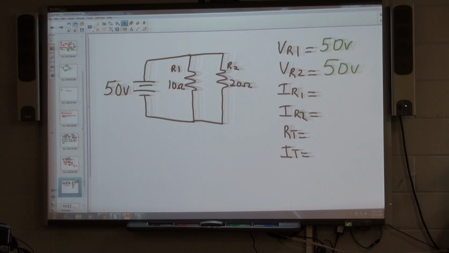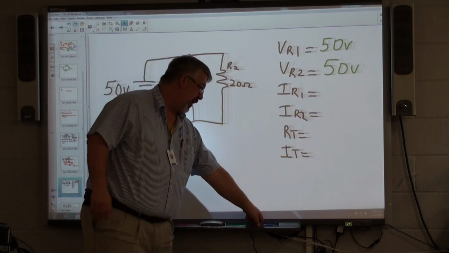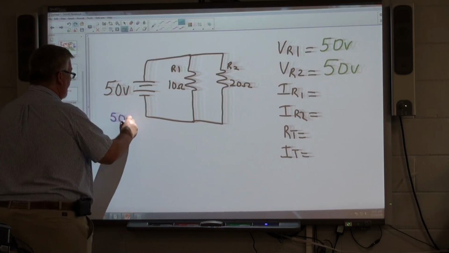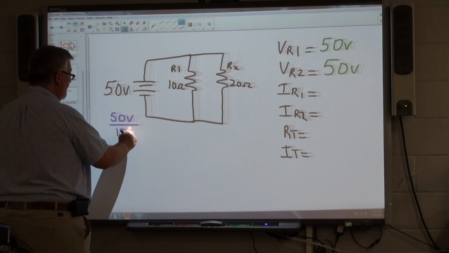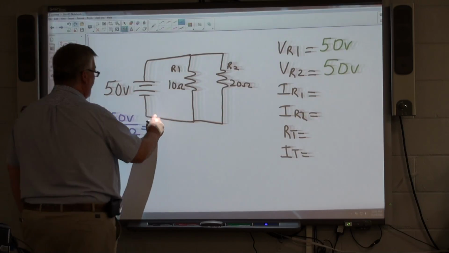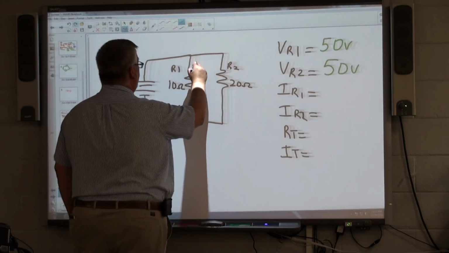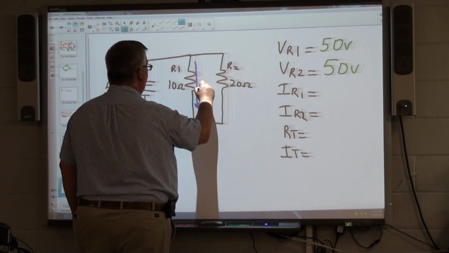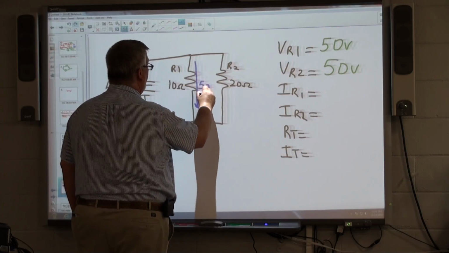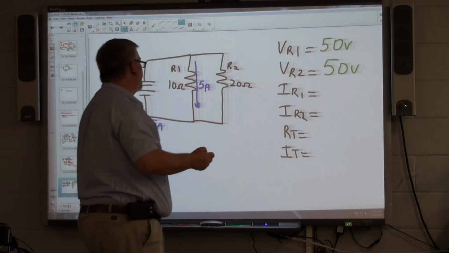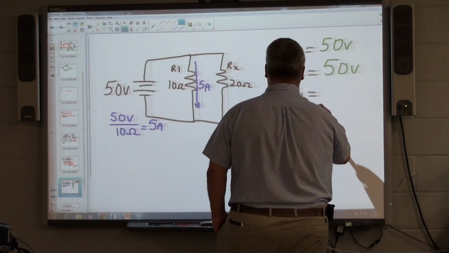What's the next thing we could potentially solve for? Yeah, we can go ahead and get I of R1. All right, what is the formula for I? So 50 volts divided by 10 ohms, 5 amps, right? So what we've got, we still don't know total, we know this. We know we've got 5 amps here. The total's got to be more than 5 amps. We've got some value here, 5 goes this way, some other value goes that way. So it's going to have to be more.